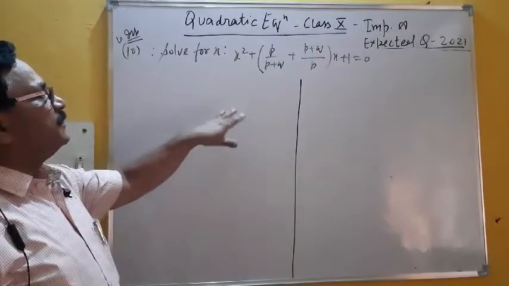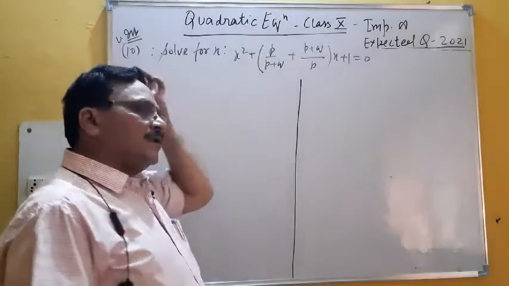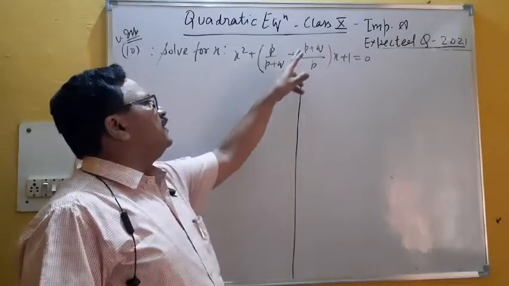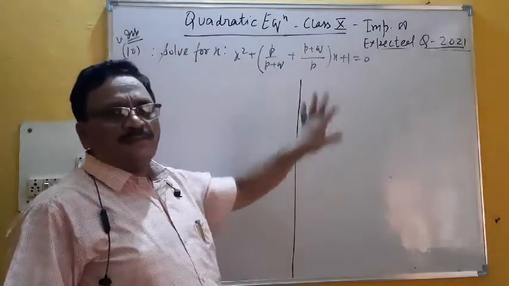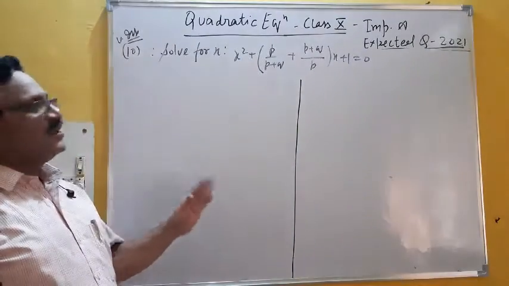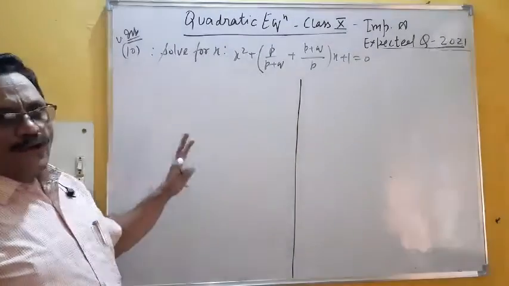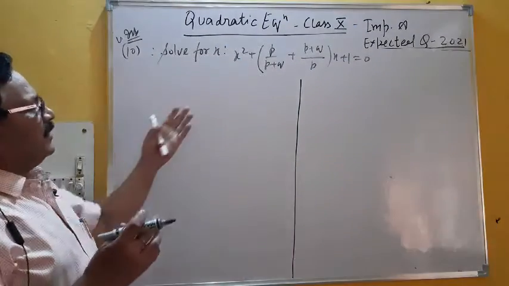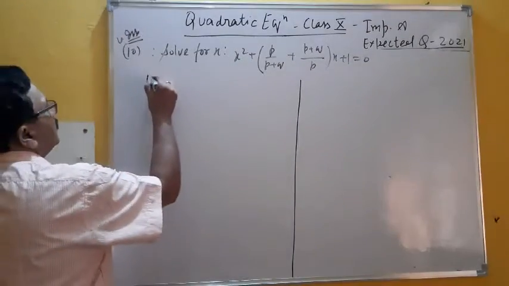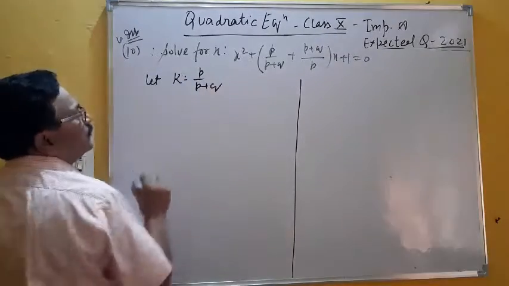x square plus p upon p plus q plus p plus q upon p is equal to x plus 1. So children, you see, they may give you a plus b, b plus a upon a, something like that. What to do? You can make this question a little bit easier. How? You can directly open, no problem. You can take some LCM there, solve it and find the value of x. But I give you one suggestion. Suppose let k equal to p upon p plus q.